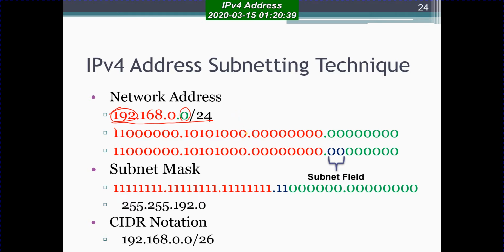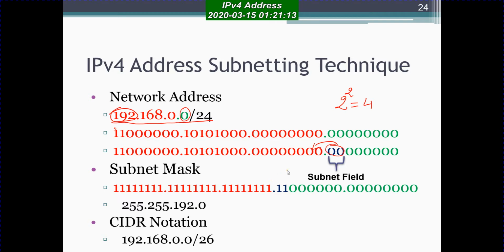It consists of going to the host address field and borrowing enough bits to allow us to create 4 different networks. If I want to create 4 different networks, how many bits do I need to borrow? I will borrow 2. Why? Because with 2 bits we have 4 combinations: 2 to the power 2 is equal to 4. So we can have 4 different combinations: 00, 01, 10, 11. These 2 bits that belong to the host address field will now join the network address field.